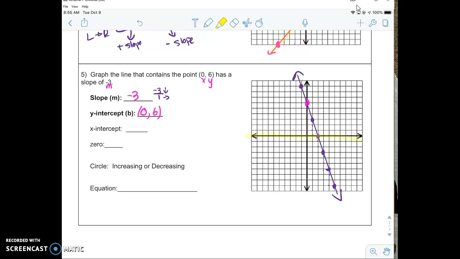X-intercept, I'm looking for where this graph crosses the x-axis. I cross the x-axis at the point 2, 0. So my 0 is the same thing, the point 2, 0.